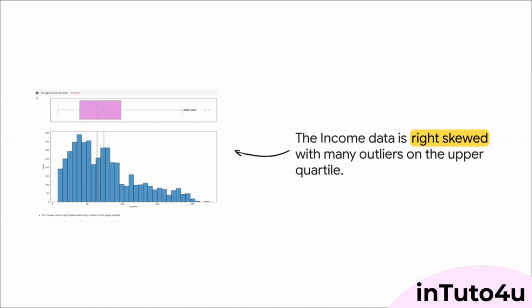But then we look at income, and whoa, the story is completely different. This distribution is heavily skewed to the right. See that? Even though the average is sitting around $73,000, there's this long tail of high-income earners. These outliers, they are a critical piece of evidence.